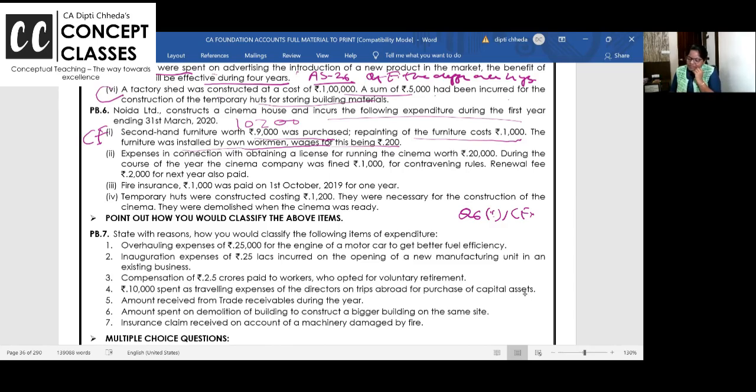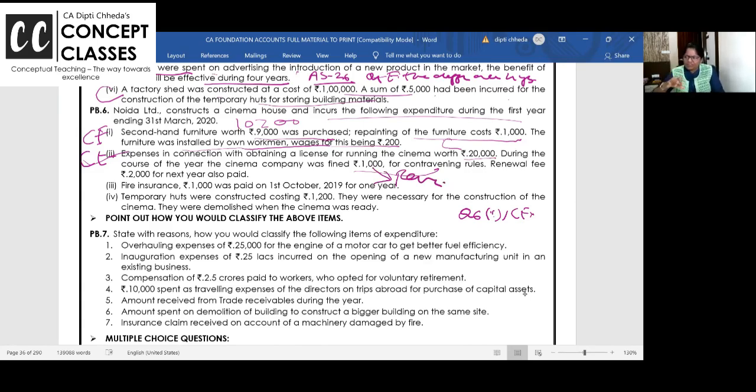Expenses in connection with obtaining a license for running a cinema, 20,000, is capital expenditure. When you obtain a license, you are going to use it for the long term, so you will treat it as capital expenditure. During the year, the cinema company was fined 1,000 for contravention of rules. Some penalty you have paid, a fine, because you did not obey the rules that the cinema should close by 12 p.m. or whatever. So fines and penalties are like revenue expense.